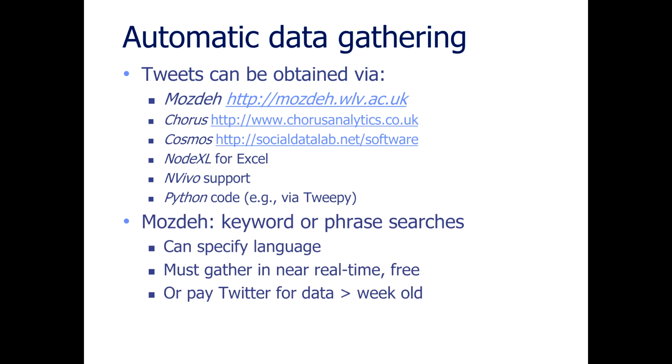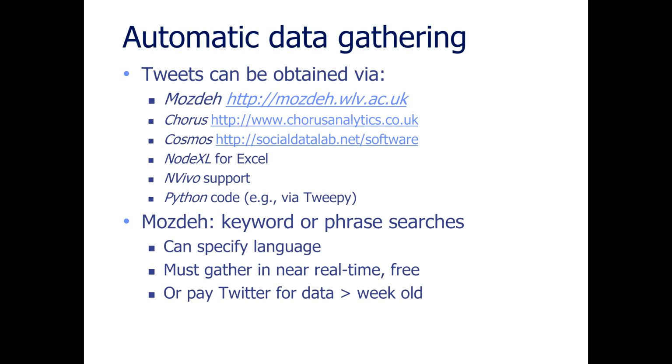The one I'm going to talk about in another presentation is Mojday, and with Mojday you enter keywords or phrase searches, you can specify language, and you must gather tweets in real time. In fact, with all of the three approaches, you have to gather tweets in real time. You can't get old tweets. If there are tweets more than a week old, you can't gather them automatically with any of the standard tools. You have to pay Twitter for them.